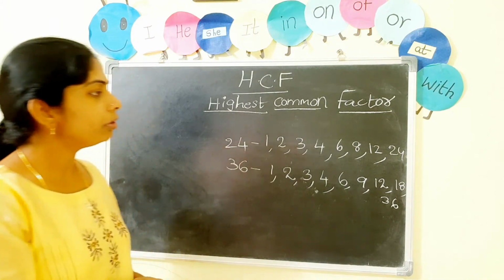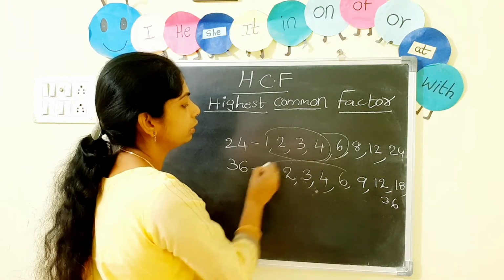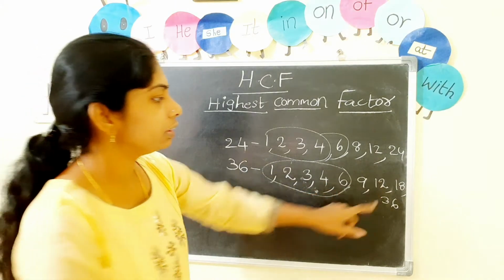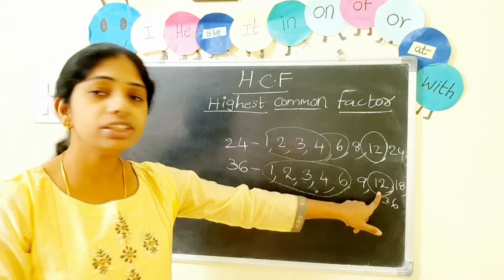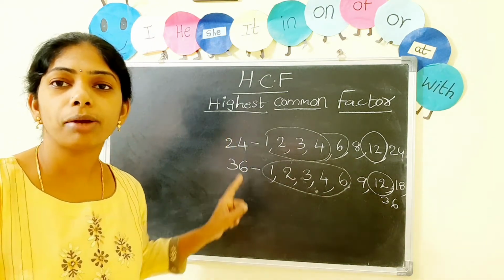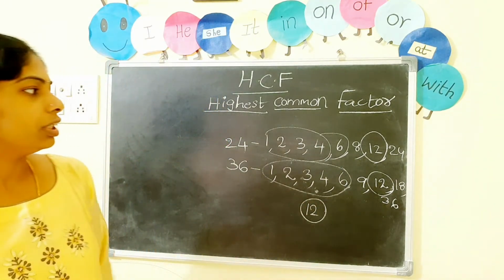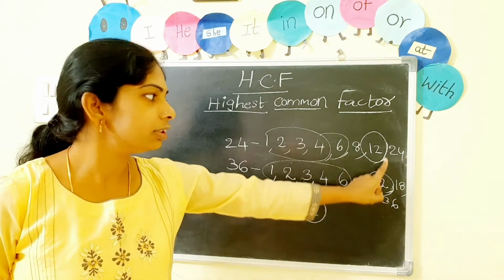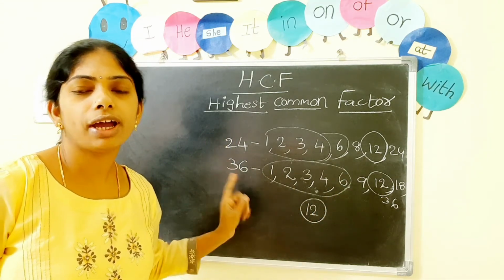So let's see the common factors. These are the common factors, and one more common factor is here. What is this number? 12. So this is the highest common factor. What is the HCF of 24 and 36? Number 12. These are all common factors, but among them the highest one is 12. So 12 is the highest common factor of 24 and 36.